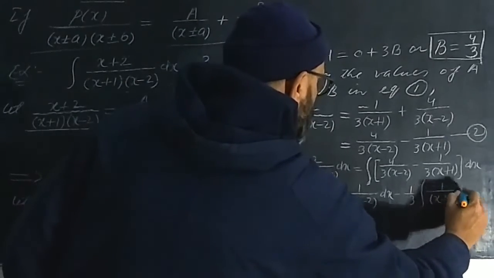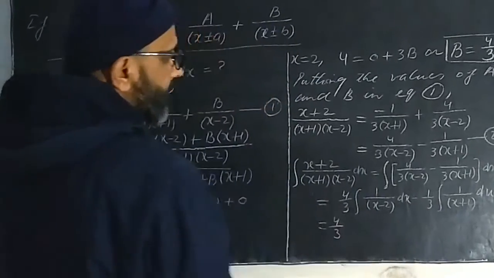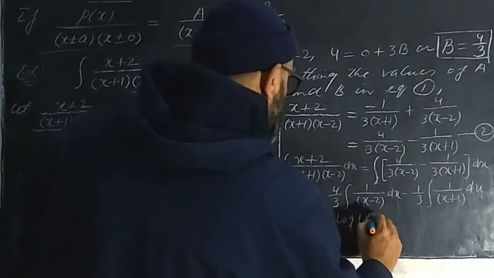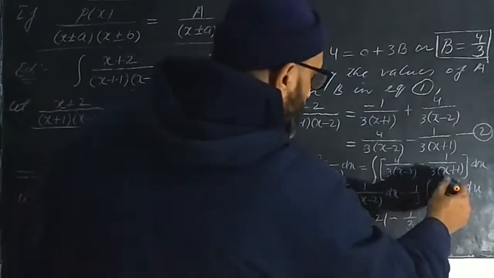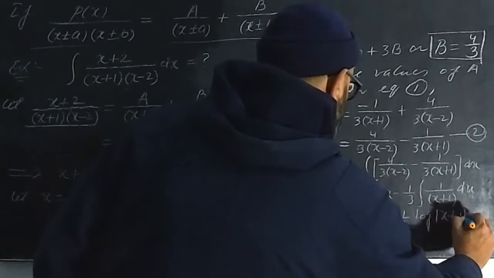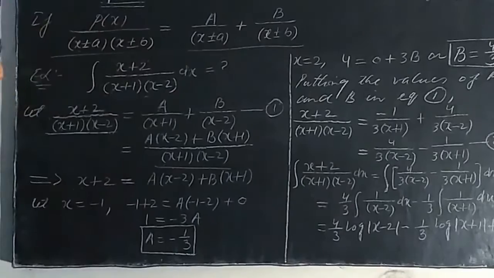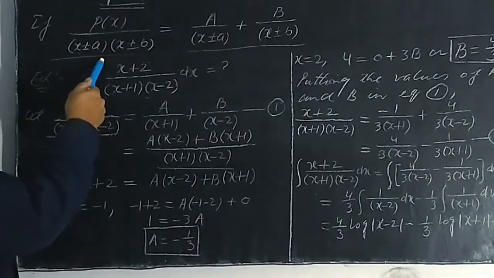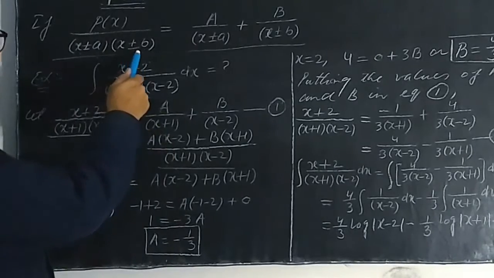minus 1/3 the integral of 1/(x + 1) dx. So simply we have 4/3 times the integral of 1/(x - 2), which is log|x - 2|, minus 1/3 times the integral of 1/(x + 1), which is log|x + 1|, plus c, where c is the constant of integration. So this is the way we integrate an expression of the form (px + q)/((x + a)(x + b)).